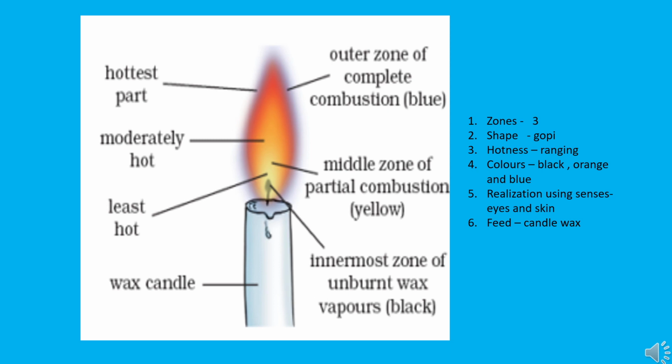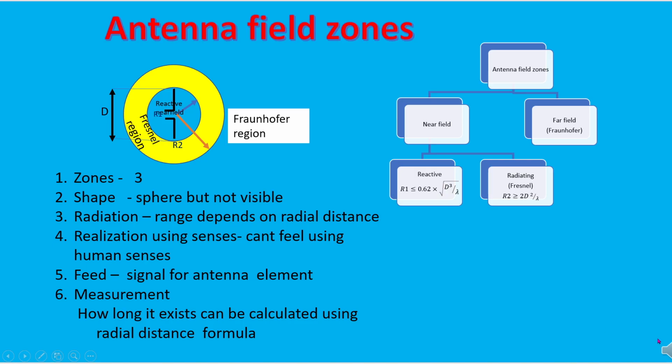The innermost zone is less hot and it's black in color. The middle zone is yellow in color and it is moderately hot. The outermost zone is blue in color and it is the hottest zone. The shape and the color of the flame can be realized using human eyes. The heat can be realized using our touch and can be measured too.